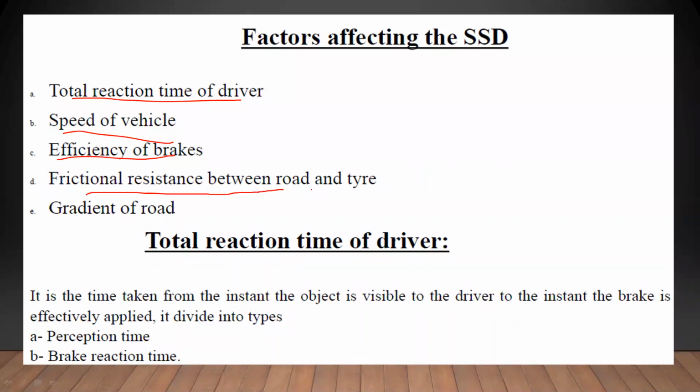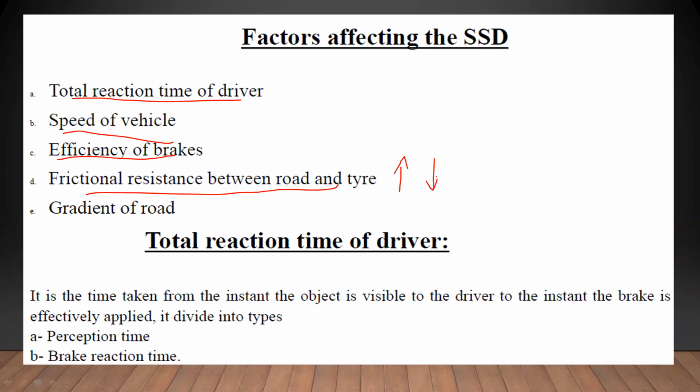Frictional resistance between the road and vehicle tire is also important, that is small f. For different speeds, they have given the frictional resistance value also, and you can consider that. Again, I can say for frictional resistance f, as the speed increases, the f value decreases.